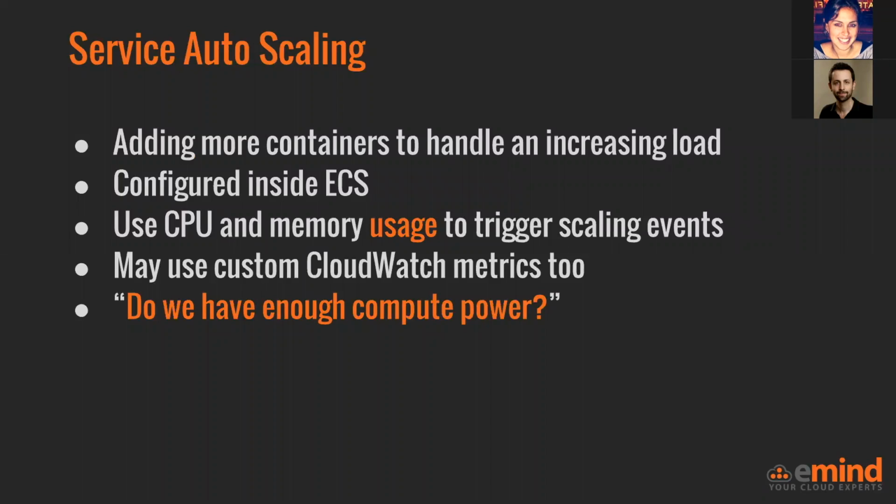So now we can go back to autoscaling. Service autoscaling means changing the number of containers running on your cluster to change the service's capacity. You configure it via ECS, not via EC2 autoscaling. Now, you should use CPU and memory usage metrics on CloudWatch for this type of autoscaling, not the reservation, the usage. You may also use application-specific metrics, but in general, the main question here should be, do we have enough compute power? If not, add more containers.